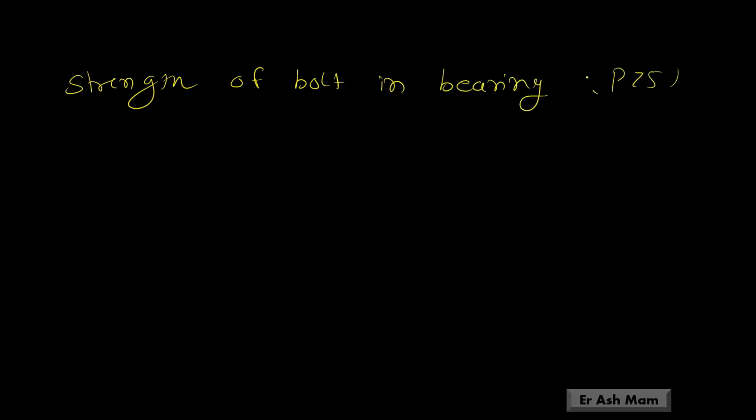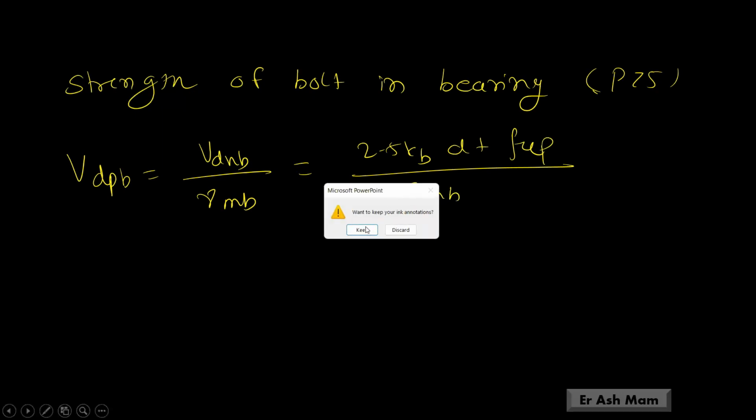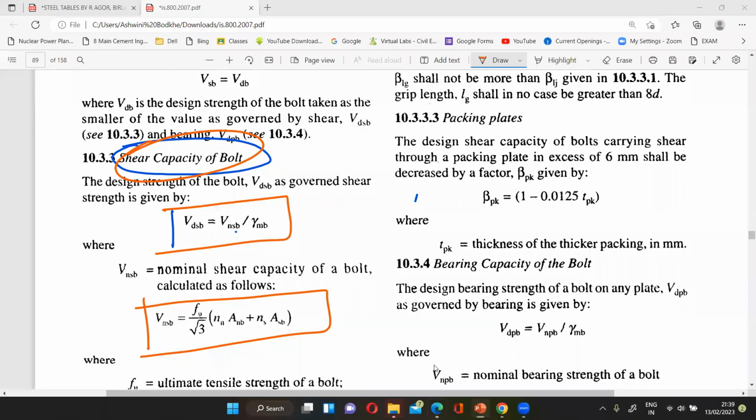Next is strength of bolt in bearing. Again, page number 75, IS 800. Strength of bolt in bearing, denoted by symbol VDPB, equal to VNPB upon gamma MB, where VNPB is 2.5 kb d t Fu of plate. You can see it here.